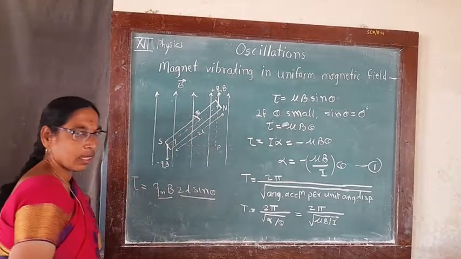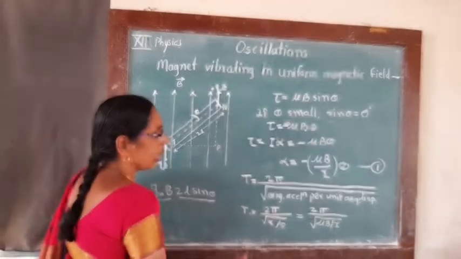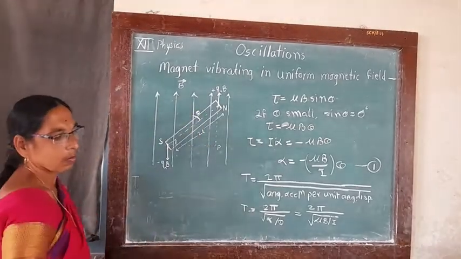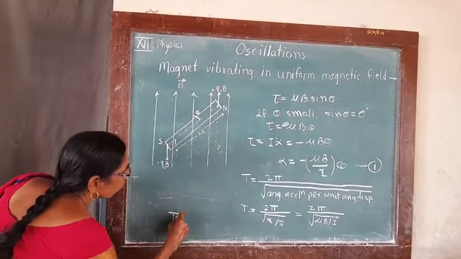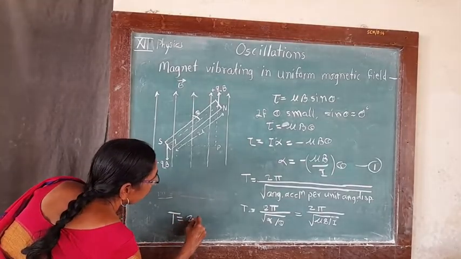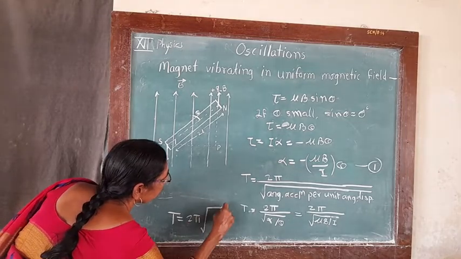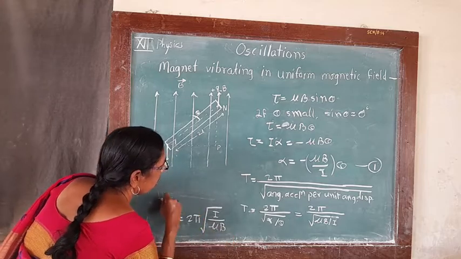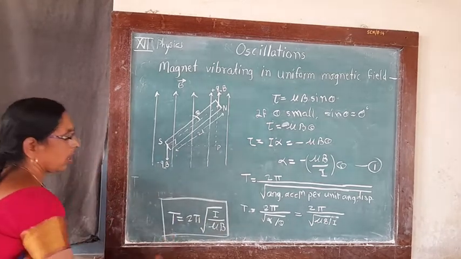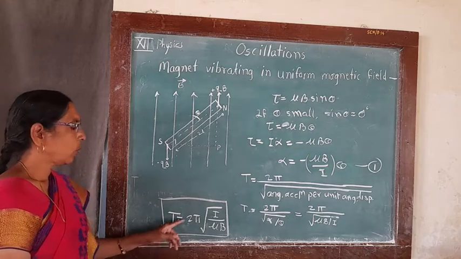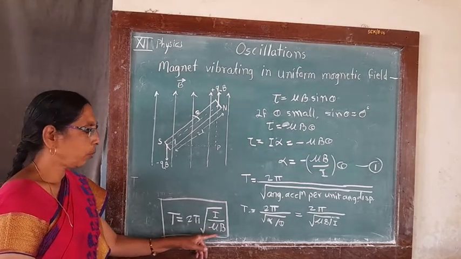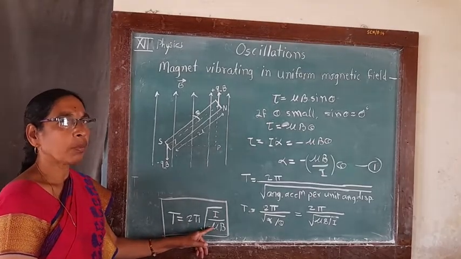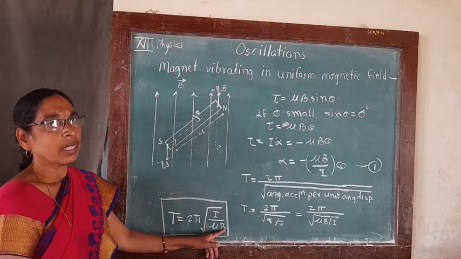It means that the period of this bar magnet, T, is equal to 2 pi into the square root of I divided by mu B. The period of the bar magnet is 2 pi into the square root of I upon mu B, where I is the moment of inertia, mu is the magnetic dipole moment, and B is the magnetic field.